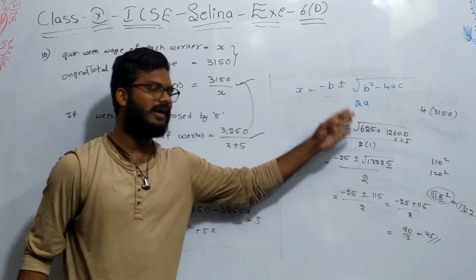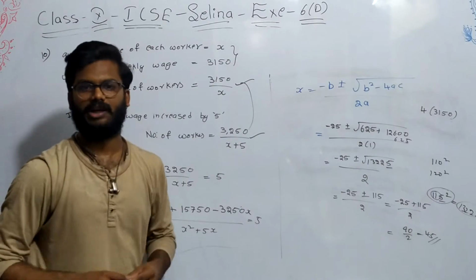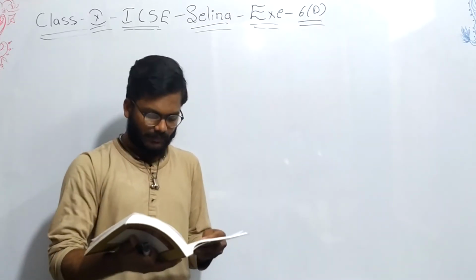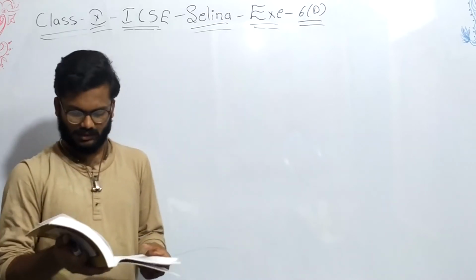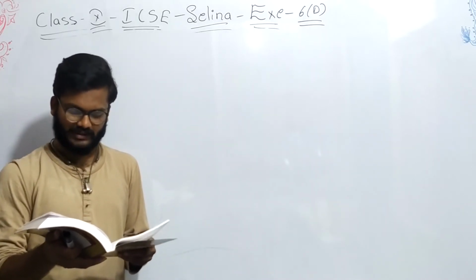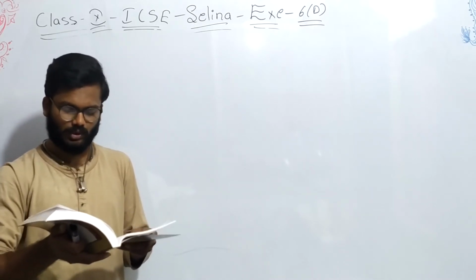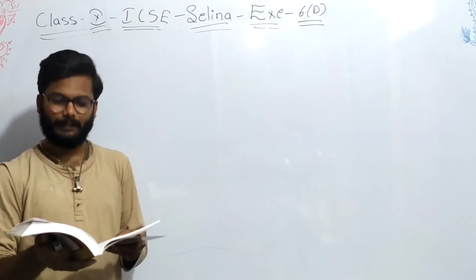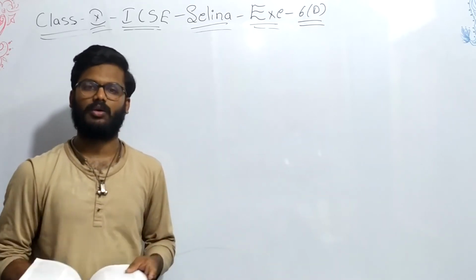You can do it in both ways, either factorization or by using the formula. If you want to do it by using the formula, you should know how to find the square root in a better way. Next, 11th problem. A trader bought a number of articles for rupees 1200. 10 were damaged and he sold each of the remaining articles at rupees 2 more than what he paid for it, thus getting a profit of rupees 60 on the whole transaction.